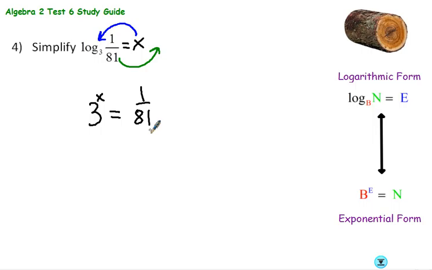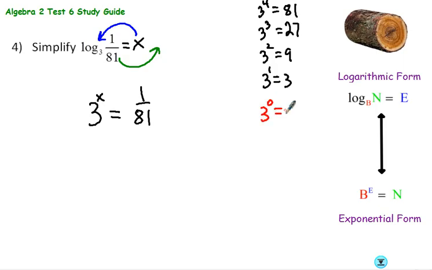If I think about the powers of 3, 3 to the first is 3, 3 squared is 9, 3 cubed is 27, and then 3 to the fourth is 81. But here's the deal. I'm not looking for 3 to the what power makes 81. I'm looking for 3 to the what power makes 1 over 81. Remember, we just mentioned that anything to the 0 power is equal to 1. When you drop down into the negatives, it's really the same number, it's just that it's a fraction.